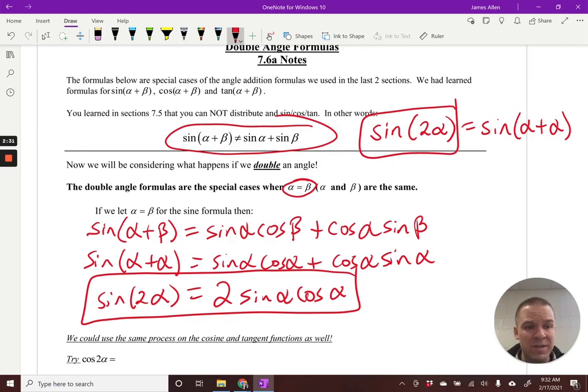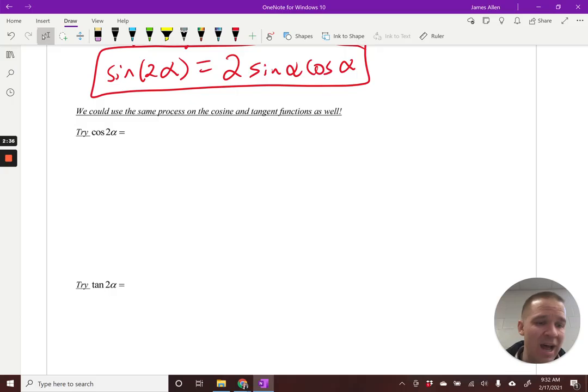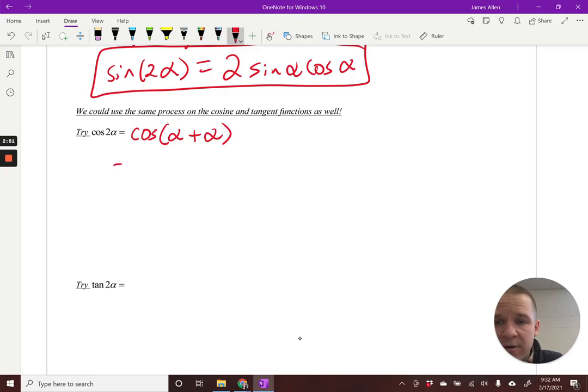All right. We can use the same thing for cosine and for tangent. Let's do it. I will do some pausing and just writing things down because it's kind of the same process, a little different. So cosine of 2 alpha would be the same as cosine of alpha plus alpha, right? And if I were to expand that using my cosine sum formula, which I'm going to jot down over here, it's cosine of alpha, cosine of beta, minus sine of alpha, sine of beta, right? That's my cosine sum formula.